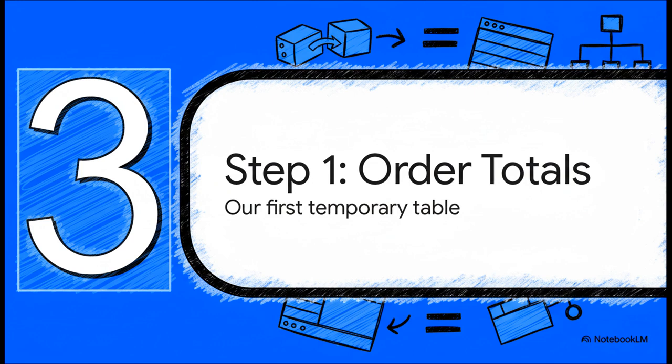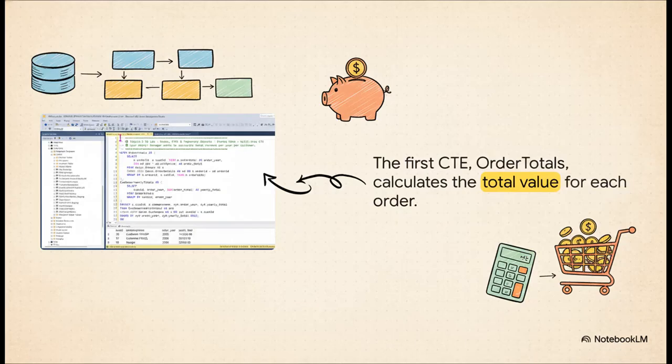The most fundamental piece we need is the total value of every single individual order. So this first block of code, which we're giving the name order totals, has just one simple job. It's going to join the orders table with the order details table so we can multiply the quantity by the unit price. That's it. It gives us the total for every single order.